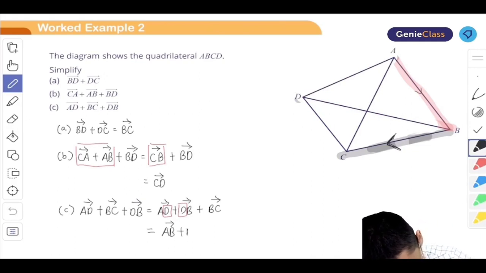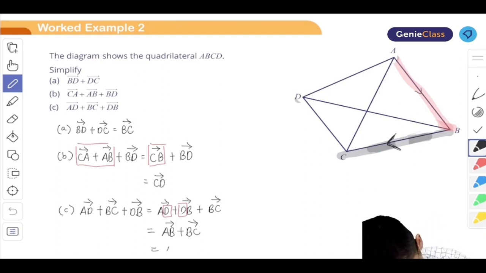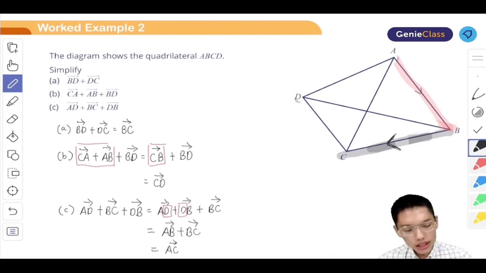AB plus BC. Okay, let's see whether you know this. AB plus BC. What am I going to get? Very good, Zing. Anybody else wants to try? Anybody else wants to give it a shot? AB plus BC. What will I have? Very good, Ian. Perfect job. In this case, AC. Alright, so what's the moral story here?